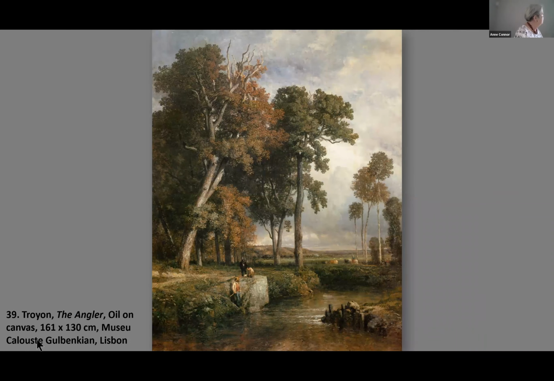The angler. So we have that little creek and then the animal. Very Constable-like, by the way, that kind of painting. With, again, a very rich palette.